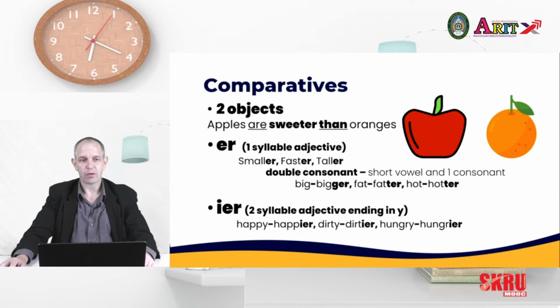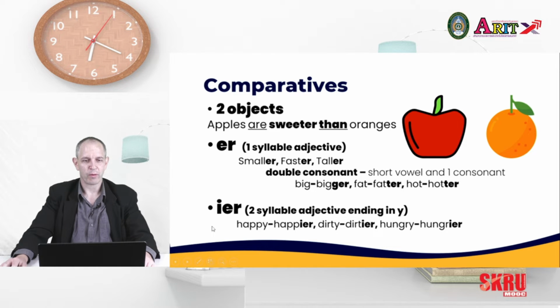You also have to be careful when it's a soft vowel sound. Example, in big, it's not the long, it's the short I sound. We have to add another G and then add ER. So example, big, bigger, fat, fatter, hot, hotter. So when it's a one vowel or one syllable sound and it's the short vowel sound, you have to double the consonant.